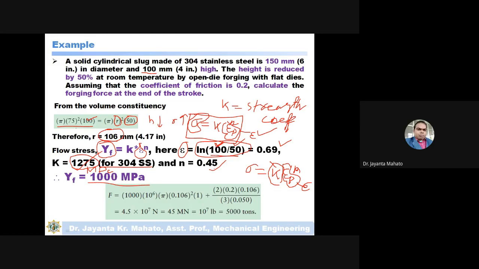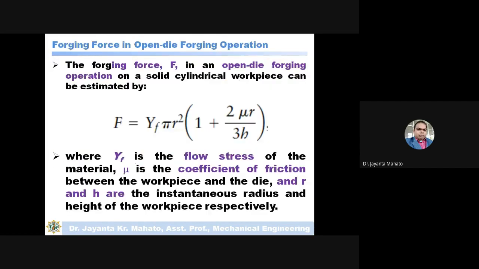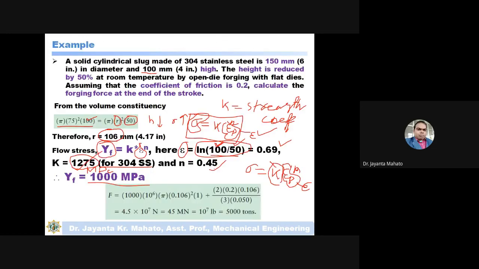Now, in the previous formula, F equals flow stress into pi into R squared, you know the R value, and 1 plus 2 into mu. Mu is given, R is also given, and H is also given. So just put in these values, and you will get the required forging force. It is in Newtons.